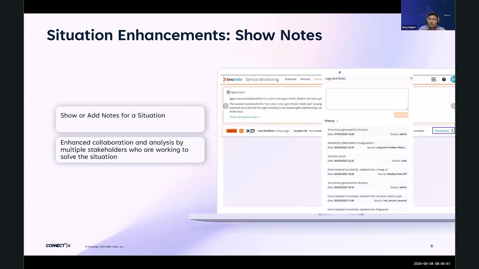Another minor yet useful enhancement is around whether we can put some notes into our situations, because there can be multiple users and multiple teams collaborating. So we have extended our flexibility, just like we do on the event side, even on the situation side, to let users add notes for a given situation, and then the multiple stakeholders who are looking at it can use them to take meaningful actions on that situation.